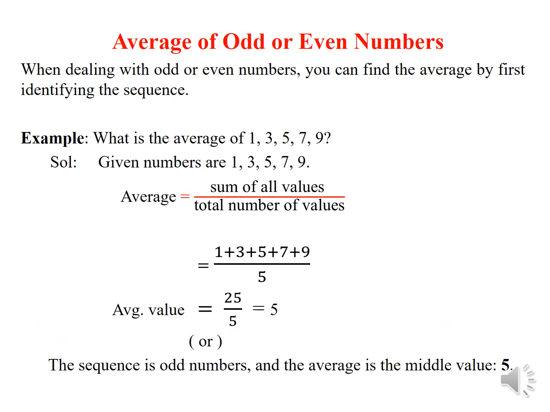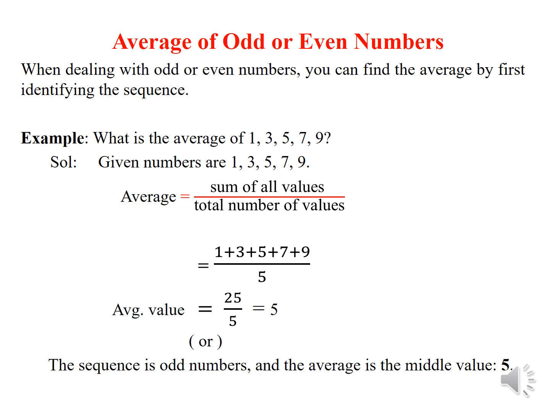Another type of average of numbers is the average of odd or even numbers. When dealing with odd or even numbers, you can find the average by first identifying the sequence. Let us see one example. What is the average of 1, 3, 5, 7 and 9? Write down the given numbers as they are. From the question itself we came to know that it follows some order or sequence. What type of sequence is it? It is an odd number sequence because those numbers are odd numbers.